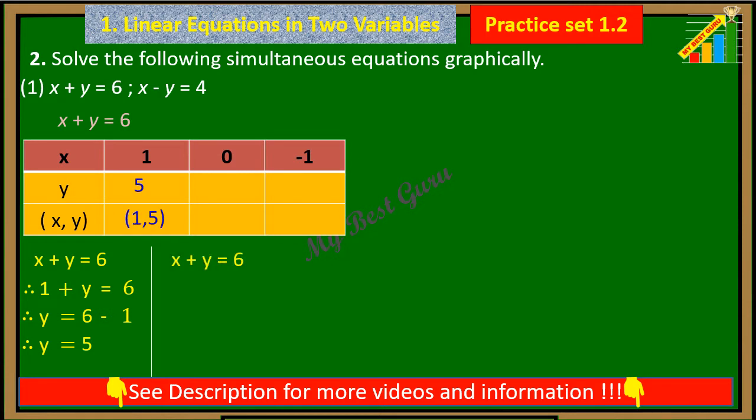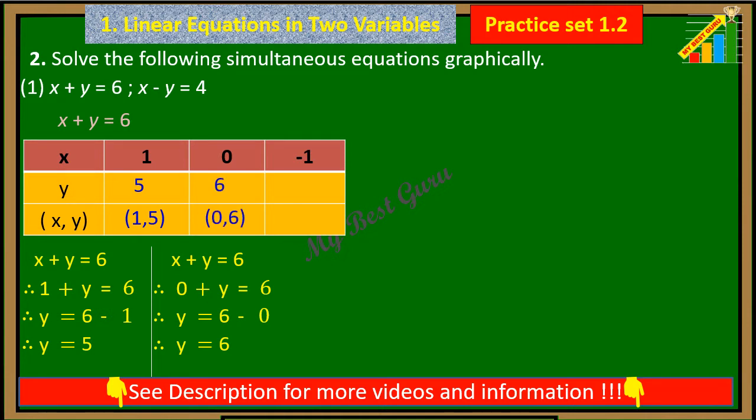Now next, x plus y. Now we have to put x as 0. So 0 plus y is equal to 6. So the value of y is equal to 6 minus 0, and y is equal to 6.